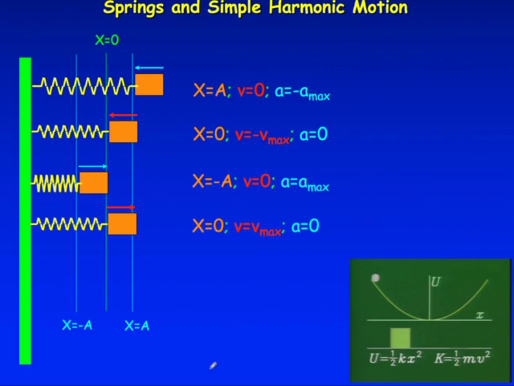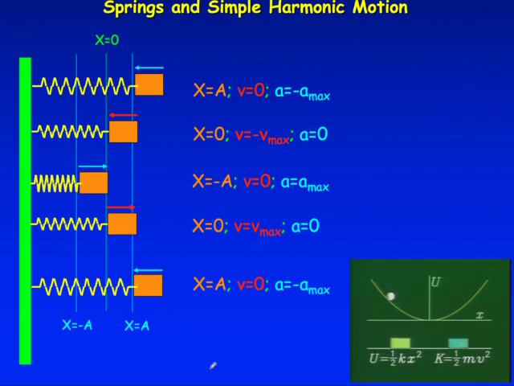Back here at equilibrium again, velocity is maximum, the acceleration is 0. And then when it's back here again, we repeat that same sequence. And you end up with this situation where the potential energy and kinetic energy keep oscillating back and forth. As it stretches out, you get maximum potential, no kinetic, and then as it swings back down again, that potential gets converted to kinetic again.